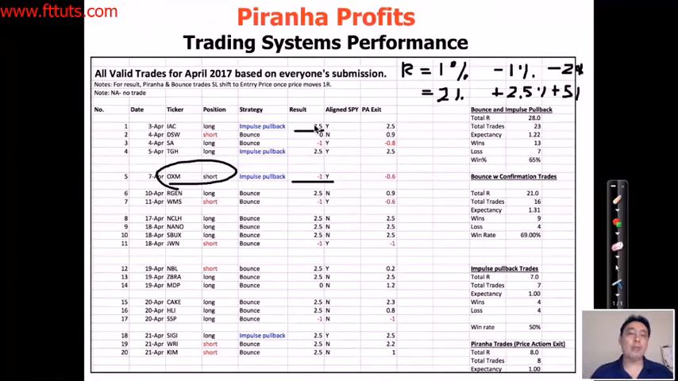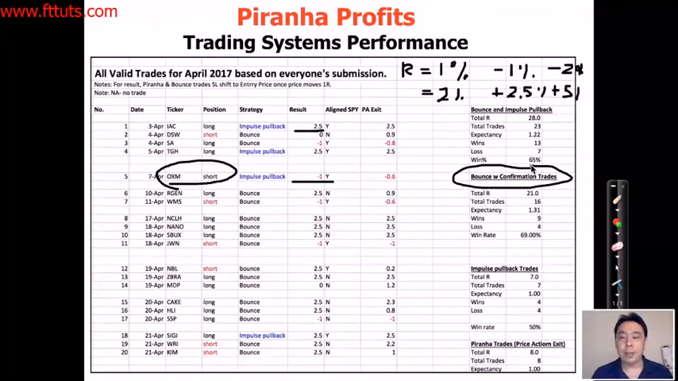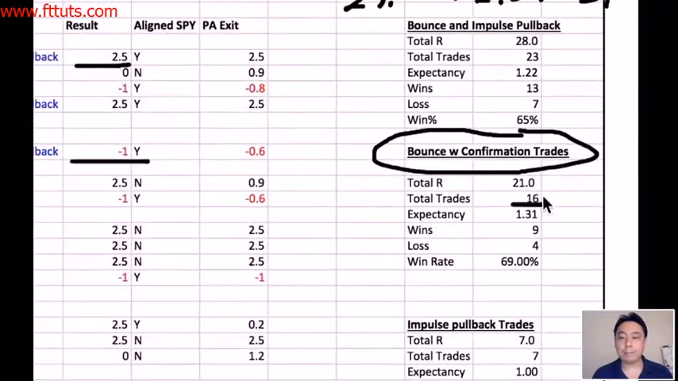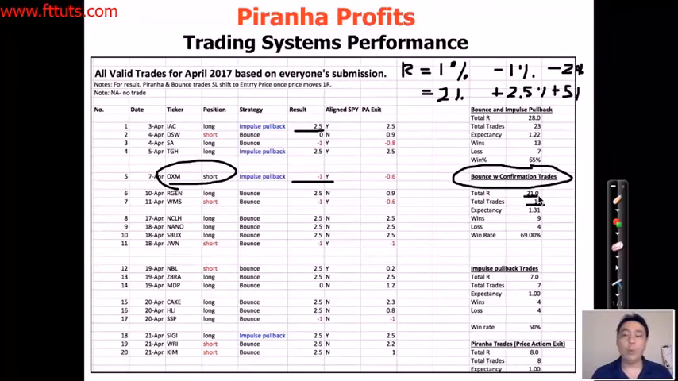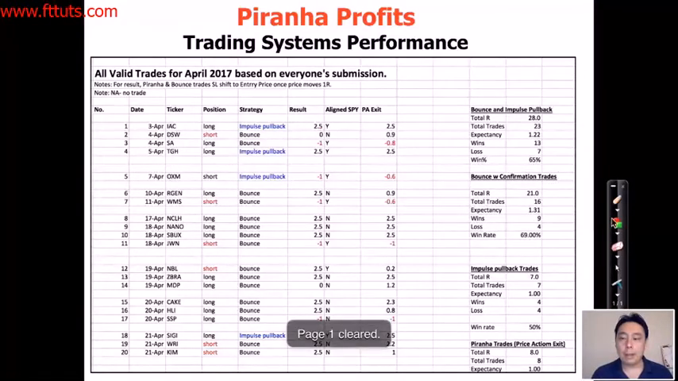What's important is if you keep trading the system over a large number of trades, you have a lot more winners than losers. So for example, on this particular month, you can see for the bounce strategy, there were altogether 16 trades that were done, and there was a total of 21R of profits. Okay, so the expected profit for this month was 1.3R.